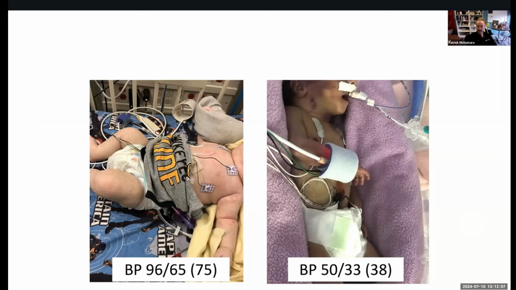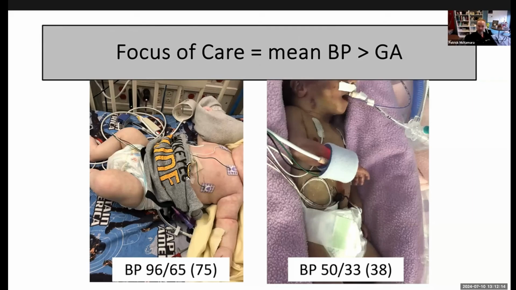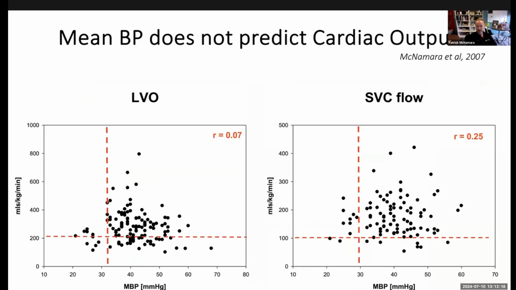And both of these babies in front of you were very sick in our NICU, but neither of them had low blood pressure. As mentioned before, most of the care has been based on arbitrary thresholds of mean blood pressure rather than gestational age. So concept number one: blood pressure does not predict cardiac output in a linear manner.